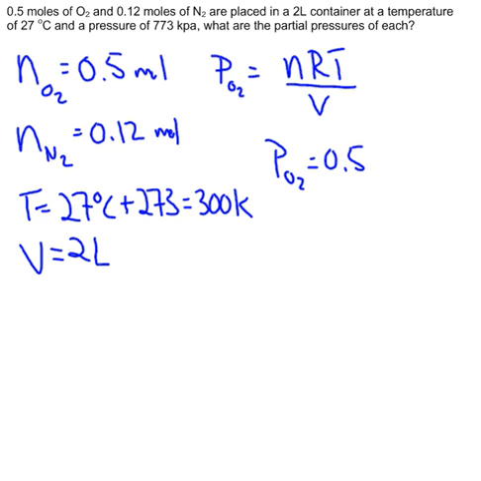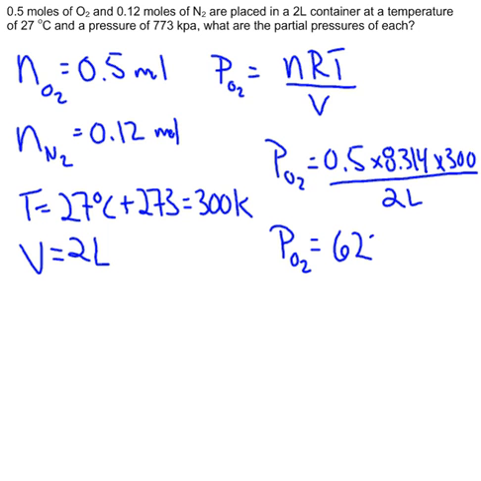0.5 for the oxygen times 8.314, which is what R is always when we use these units, times 300 Kelvin, all divided by 2 liters. And when we multiply through and divide by 2, we get a pressure for the oxygen of 623.6 kilopascals.